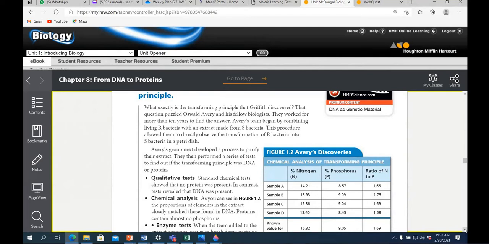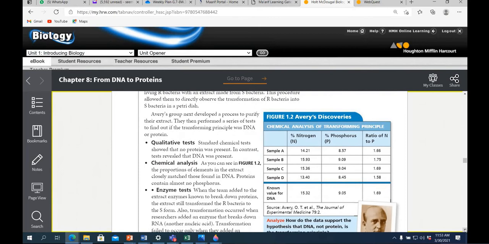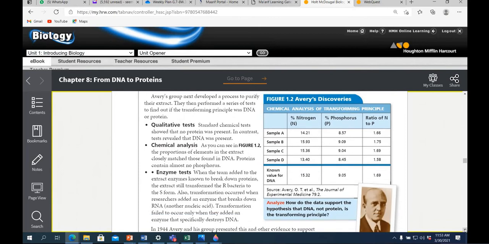Avery's team began by combining living R bacteria with an extract made from S bacteria. This procedure allowed them to directly observe the transformation of R bacteria into S bacteria in a petri dish. They conducted this experiment because they found from Griffith's experiments that something converted R bacteria into killing bacteria. So they directly combined R bacteria with an extract made from S bacteria in a petri dish, and they observed what could have happened. Avery's group next developed a process to purify their extract.